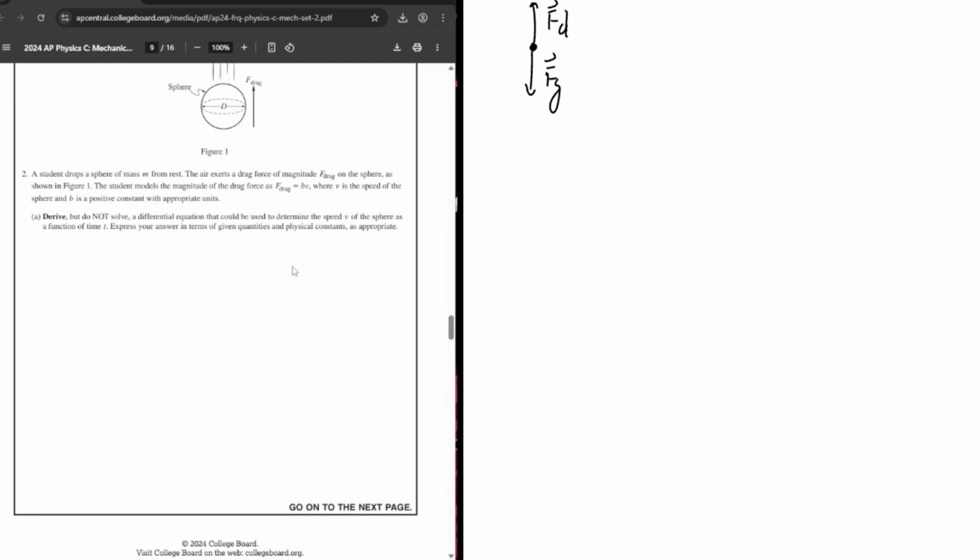So the sum of the forces on the y is, we're going to call our direction of acceleration down, or positive, mg minus Fd equals ma. And since a is equal to dv/dt, they give you a point for subbing in dv/dt. You're going to sub in every value because Fd is bv, Fg is always mg, so mg minus bv equals m dv/dt. And we can leave that like that. That's our differential equation.